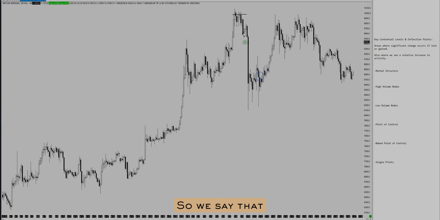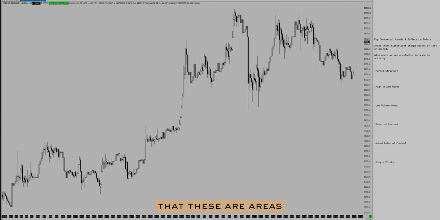We say that this is a key contextual level because this is a level where we can reasonably define risk in a very close fashion. If we lose this level, if we gain this high, it means that, in the case of fading this level, assuming that it's going to hold as support, if we lose this level within market structure, it signifies that this range has changed. At that point, we definitely don't want to be behind the thesis that this is going to be moving upward, because likely we'll be moving downward if we lose the underside of this structure. So, key areas within market structure.